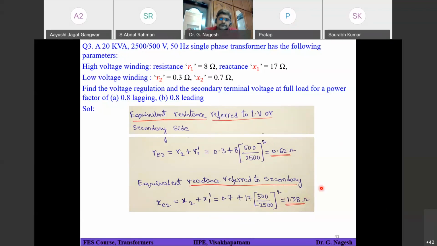Okay. So now in the formula that we have seen for voltage regulation, you know the value of RE2, you know the value of XE2, and you know the power factor. Maybe for one case it is 0.8 lagging. So what else is missing to be found? I2. You should know I2 to find out the voltage regulation. So try to calculate I2. What will be that value?